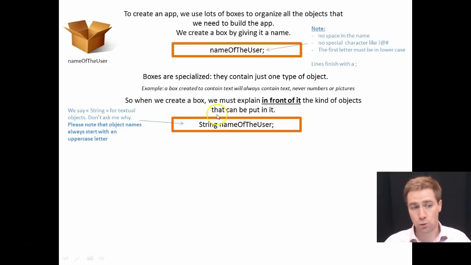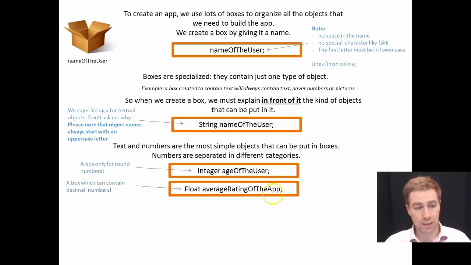And so when you create a box, you should always put something in front of the name. You should put the name of the object that can go inside the box. So what you see here will not work, right? You should do this, the name, and before that, the type of object that can go into the box. You see that the type of object should have an uppercase letter at the beginning. If you write string without the uppercase, it won't work. So be careful about lowercase and uppercase. So this is a box where we will be able to store some text.